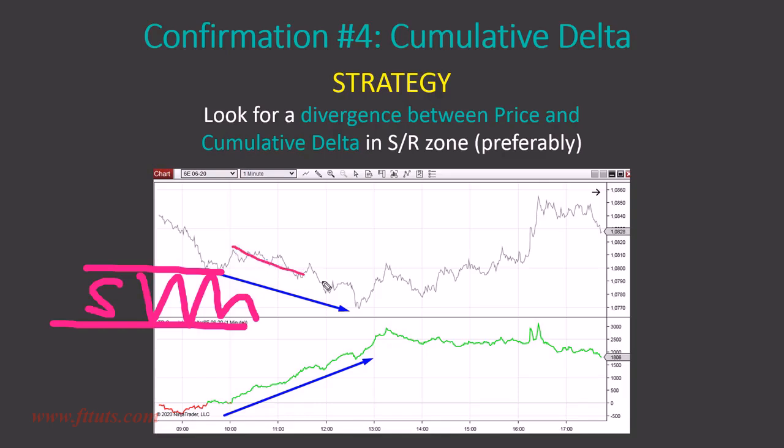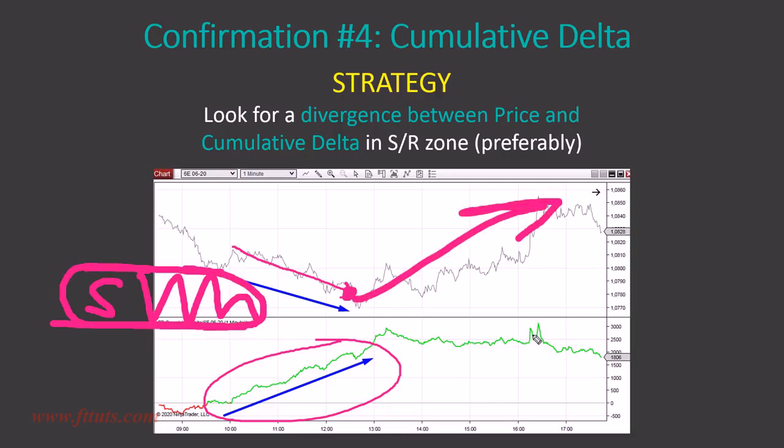Price is going downwards into the support area, and delta is rising. Buyers are entering their positions while the price is still going downwards. This is the confirmation. This tells you that buyers are entering their longs in this support area, that it's probably going to work, so you enter long.